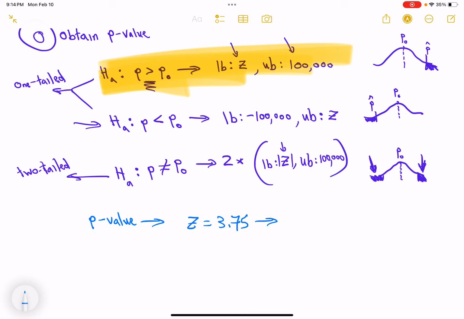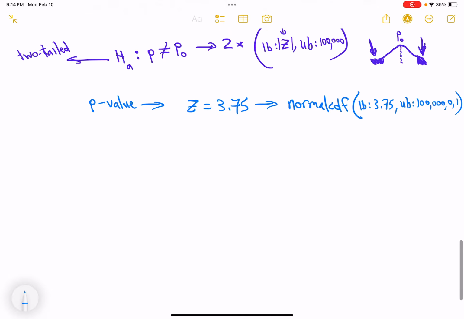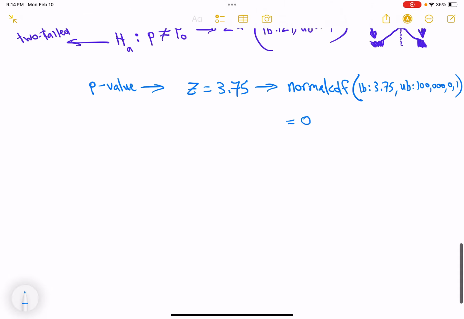So what you will do is you will do normal CDF. Lower bound will be the z-score of 3.75. Upper bound will be 100,000. Mean of 0, standard deviation of 1 because we are working with a z critical value. I get a value of about 0.0001. A very small number is the key here. You may get something a little bit smaller than even that, but I round it to about 0.0001.